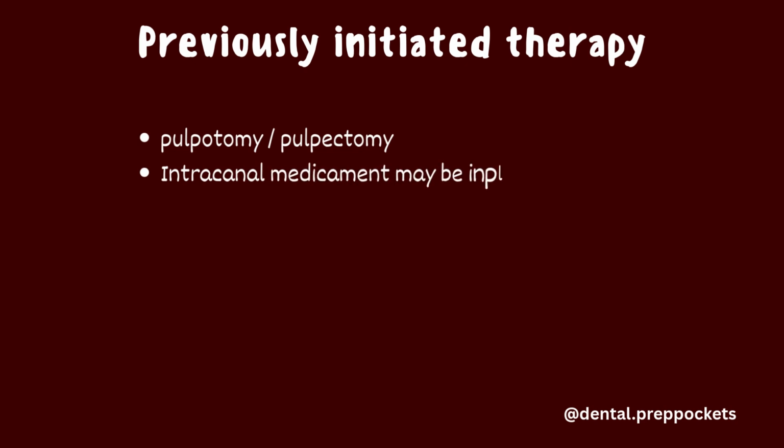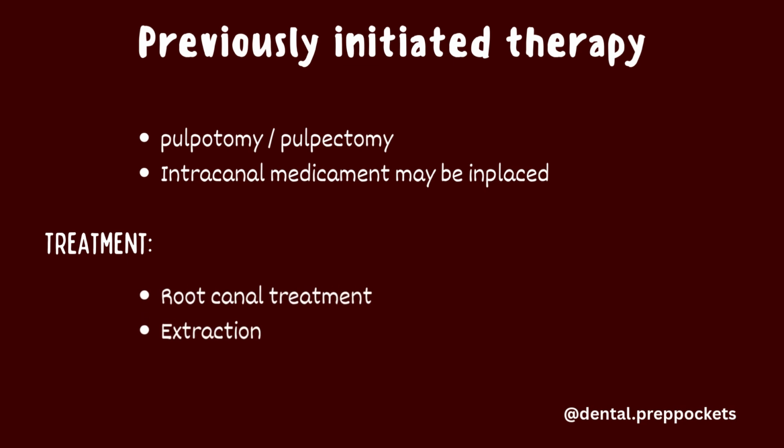There are many cases when pulp therapy is initiated, but due to some factors, it is not completed. In such cases, pulpotomy or pulpectomy may be done, and some intracanal medicaments may be in place. Endodontic access assessment should be made as to the extent of prior treatment and any anatomic alterations or procedural errors that might require additional treatment. Treatment options include extraction or root canal treatment.